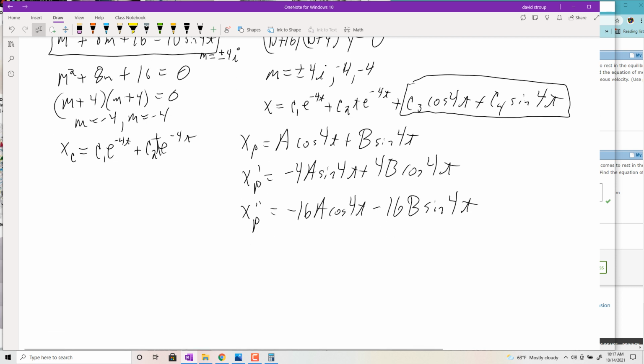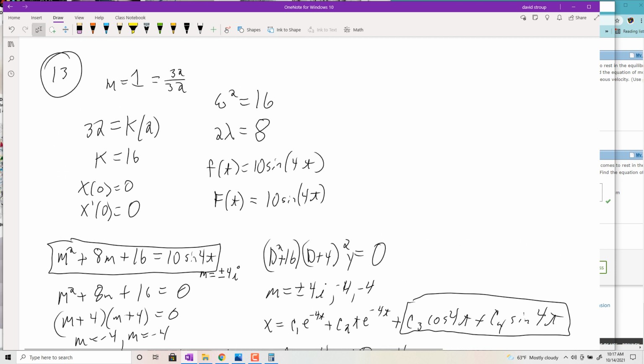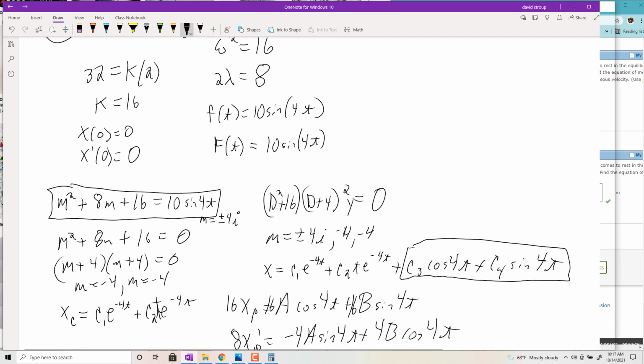Let's go at it, right? Sometimes I cheat a little bit, so I just kind of do it in-house. So I need 16 of these. There will be 16a cosine 4t plus 16b sine 4t. Then I need 8 of the x primes, because the original differential equation, I know I didn't really write it, but from this auxiliary form, you can kind of see what it is.